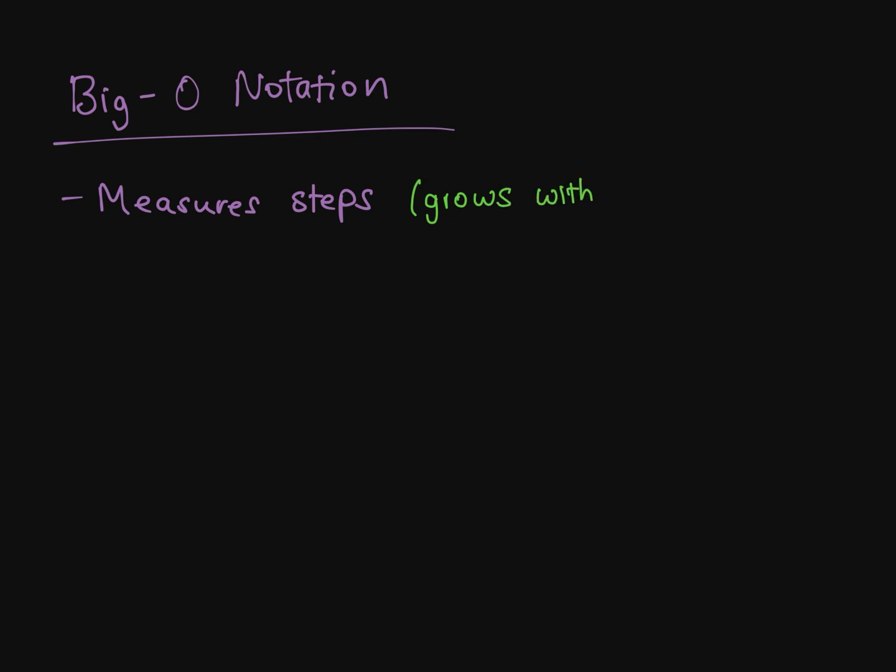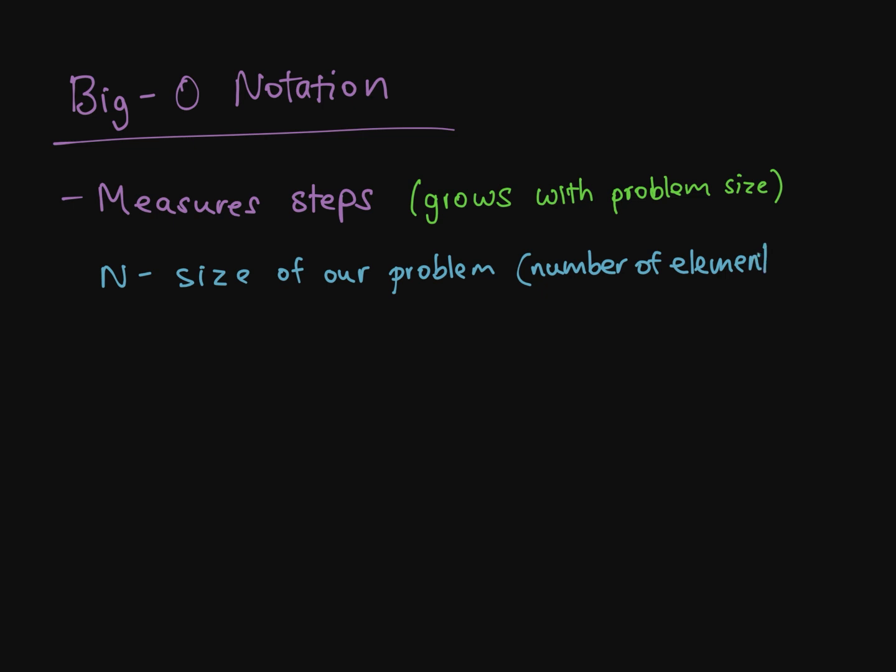To do that, we use something called Big O notation. Big O notation doesn't measure seconds or minutes. Instead, it measures steps. Specifically, it looks at how the number of steps grows as the problem gets bigger and bigger. In Big O notation, we use the letter capital N to represent the size of our problem. So if we're searching a book of names, N might be the total number of names in that book. Our goal is to figure out the relationship between N, which is the amount of data, and the worst case number of steps that the computer has to take in order to finish the job.